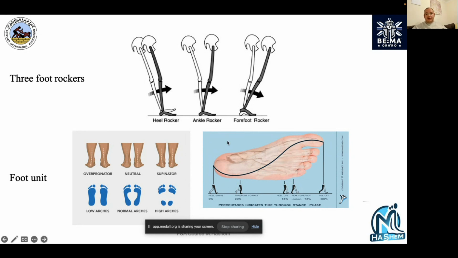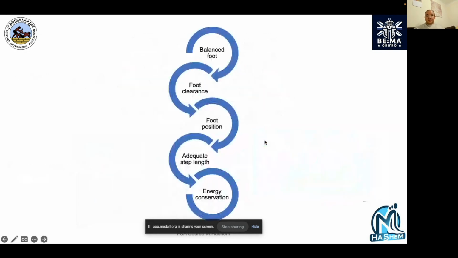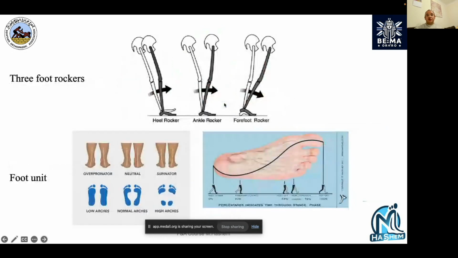So the normal weight distribution over the foot starts with heel strike, then moves over the lateral border, base of the 5th, then goes straight to the head of the first. This is how normal weight bearing happens in a normal arched foot. That's why we said you have to have a normal foot position. Without a normal foot position, weight loading over the foot will not follow that normal pattern, and this is where the problem will happen.